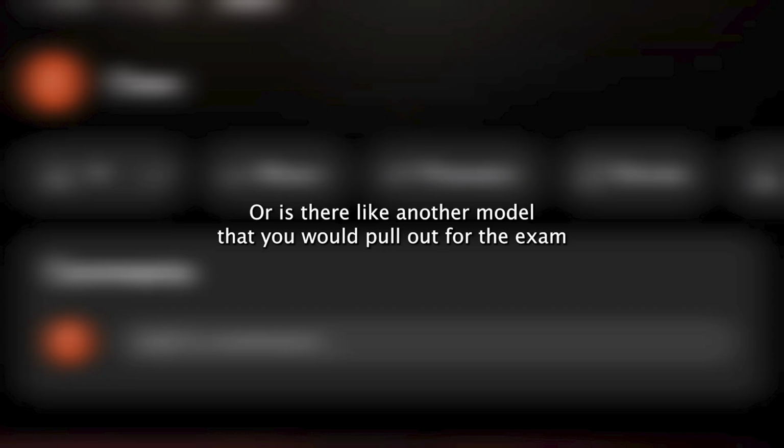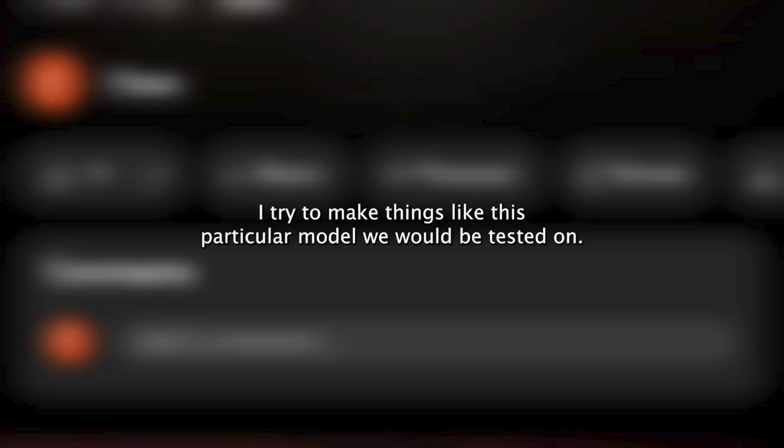Yeah. So would these be the models then that the exam would be with, or is there another model that you would pull out for the exam that's hidden somewhere? I just want to make sure, so this would be the model we would be tested on? Of course. Okay. Yeah, I would have it do that. Okay. I just want to make sure.